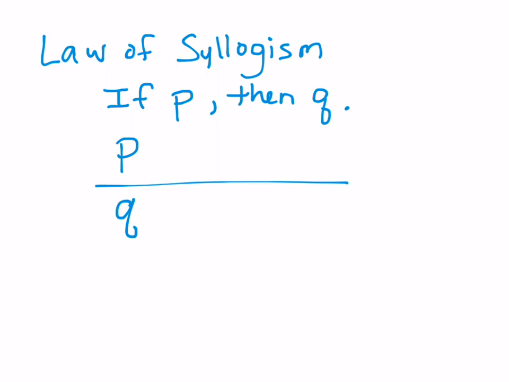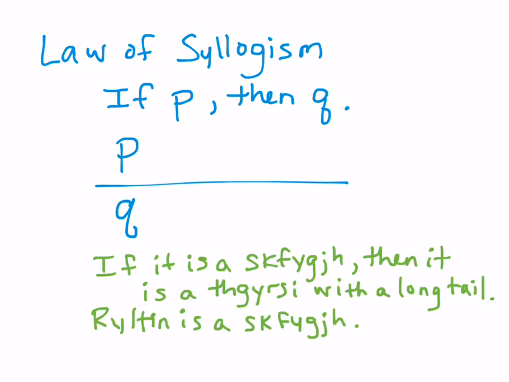So if you look at the worksheet that you just completed, numbers 3 and 4 take this form. Now we need to do a little bit of rewriting to make them fit this, and then the form becomes clear. So let's take that first sentence, and I'm just going to assume for the sake of pronunciation here that some of these consonants maybe are silent in this made-up word. So let's say that the first sentence there is a skiffig is a thigursi with a long tail. So I could rephrase that and put it into that if-then form of a sentence by saying, if it is a skiffig, then it is a thigursi with a long tail.